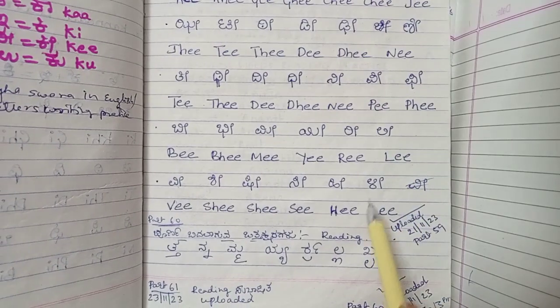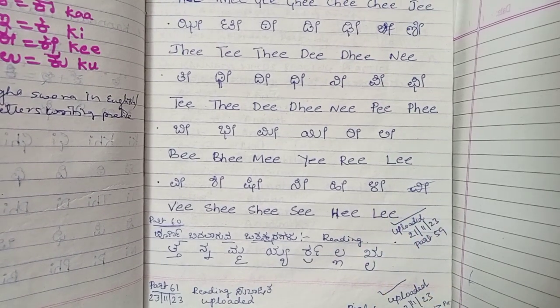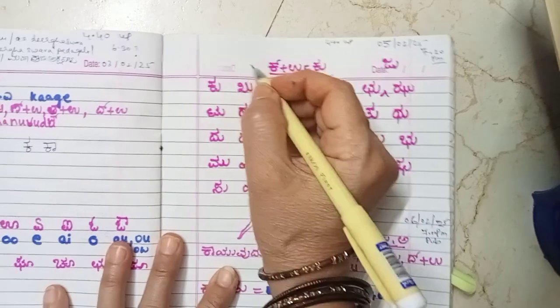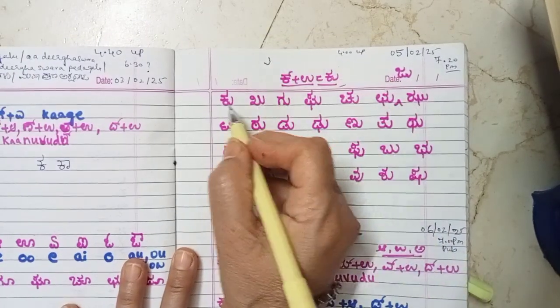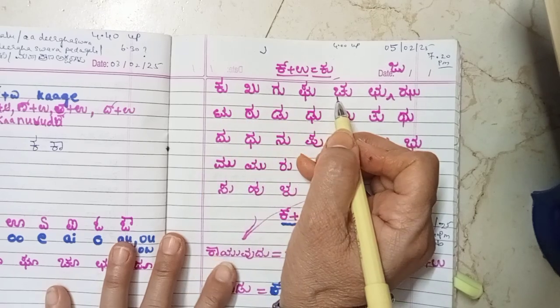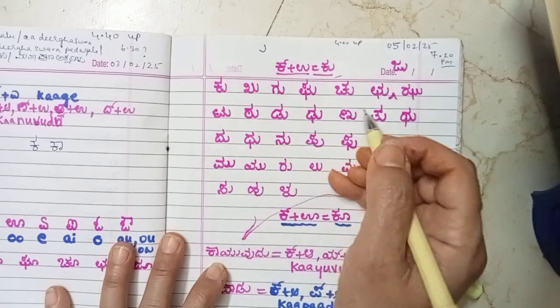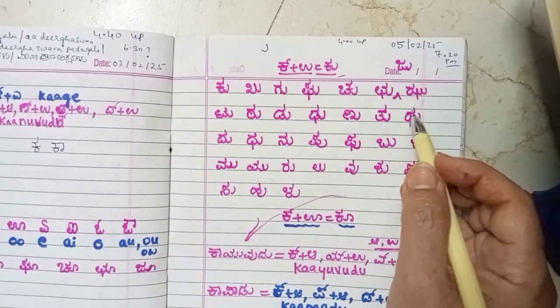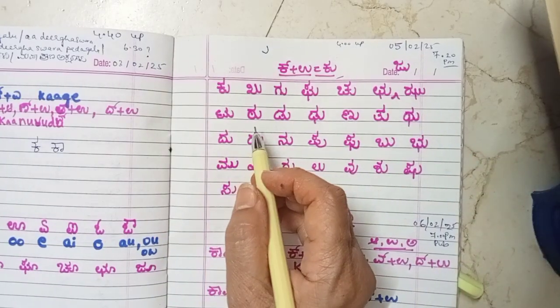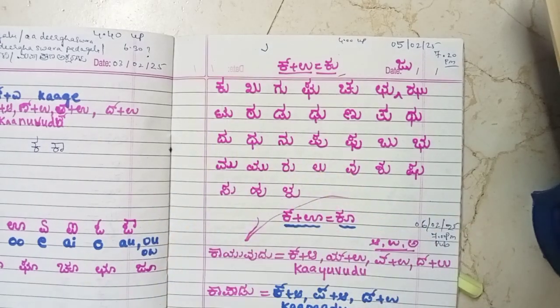So here li, then you have this combo. It is called combo. For each letter, if you add this sign, then it is pronounced as u. Ku, khu, gu, ghu, chu, chu, jhu, tu, thu. This video also I have already uploaded.